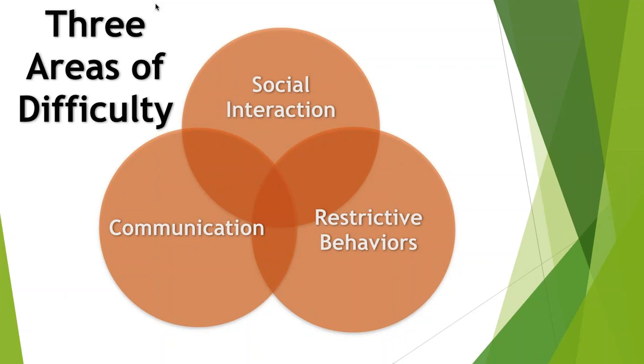So social interaction impacts and is impacted by restrictive behaviors. Same with communication. We're going to look at each of these areas more in depth and tease out aspects of them, and then that will lead us into some tips and some tools that we can use to work with and to support people with ASD in our libraries.